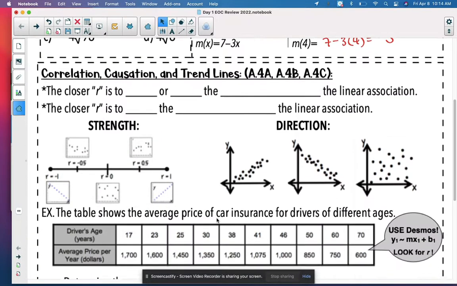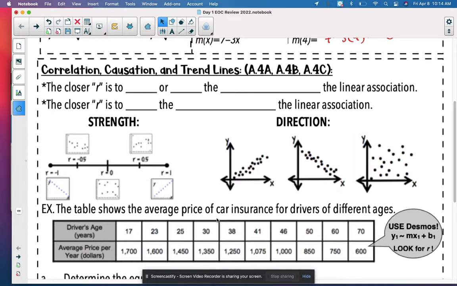The next thing we're going to talk about is correlation versus causation and trend lines. We talked about this back in the fall semester. It's similar to calculating slope, and we're looking at the R value instead of M and B. The closer that R is to -1 or +1, the stronger this linear association is going to be.